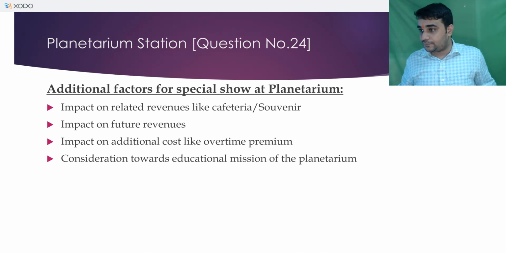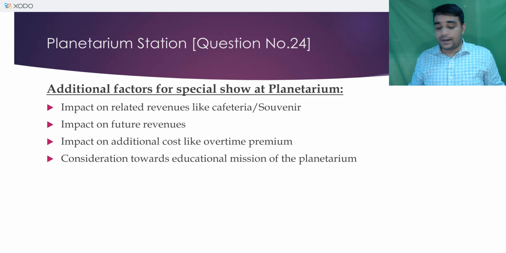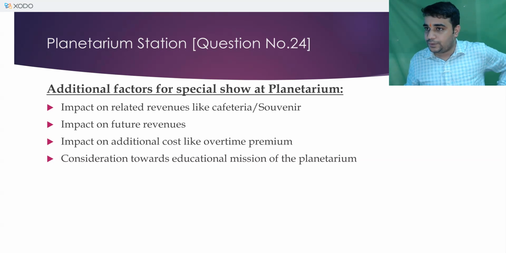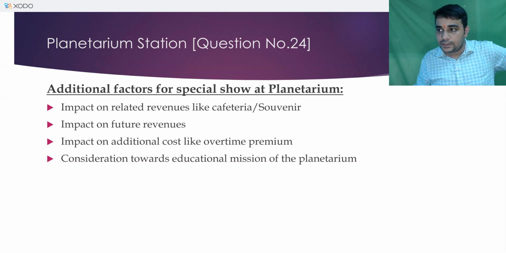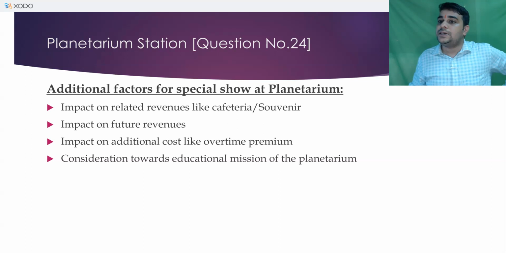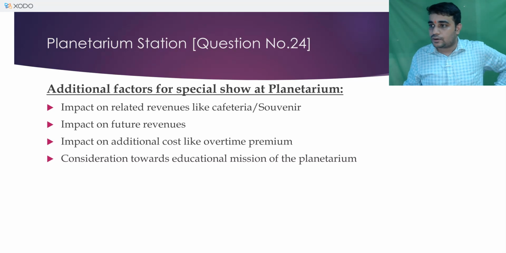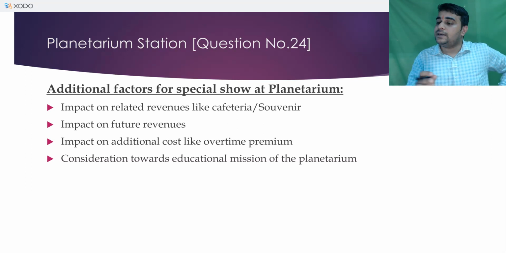The minimum price can further come down. Consider the impact of additional costs like overtime premium. If at all I have to incur any additional costs, the running cost of 10,000 can go up, because there can be additional costs like overtime premium and consideration towards the educational mission of the planetarium.